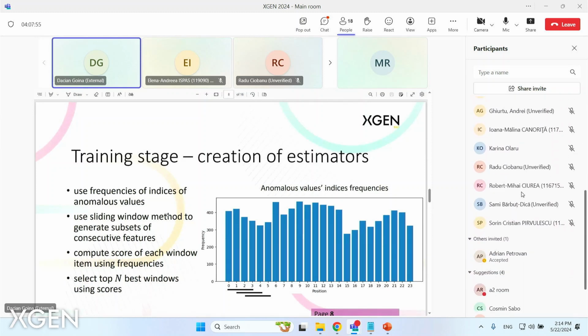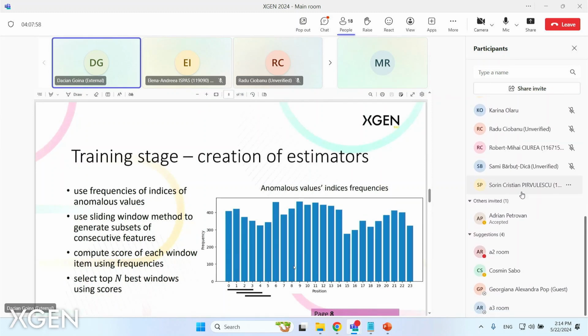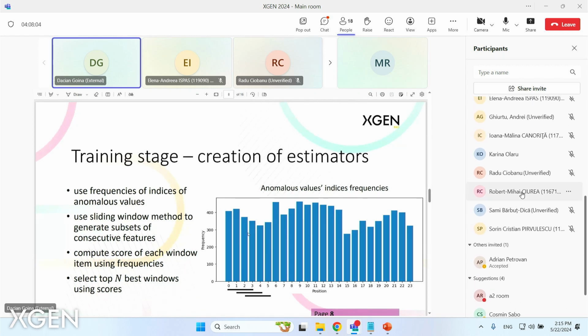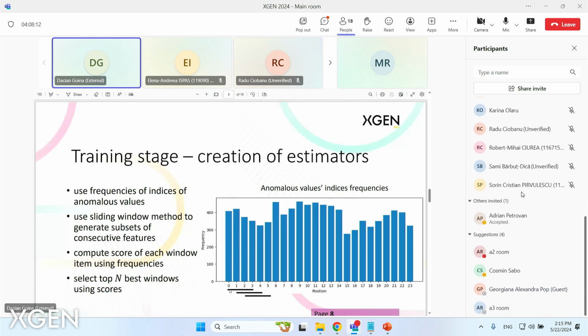Then for the training stage, we have the frequencies of the anomalous values. And then we will generate the subsets of features using a sliding window approach, as you can see in this picture. So let's say the first subset will contain features from 0 to 3, from 1 to 4, and so on. And in this way, we generate a lot of subsets of features, and we select the best subsets using some score values computed obviously using these frequencies.